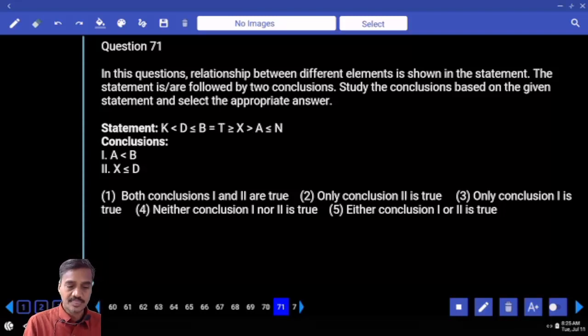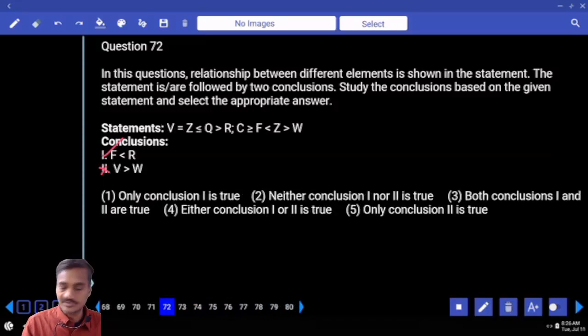Must start with the relation between A and B. What is the relation between A and B here? A lesser than B. Now between B and A, B greater than A means A lesser than B, definitely true. Then X and D, the relation between D and X: two opposite symbols, so no relation can be drawn. So what is your answer? Only one, that is choice 3, question number 71.